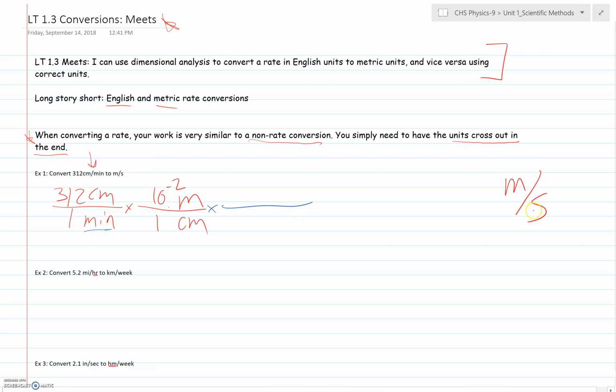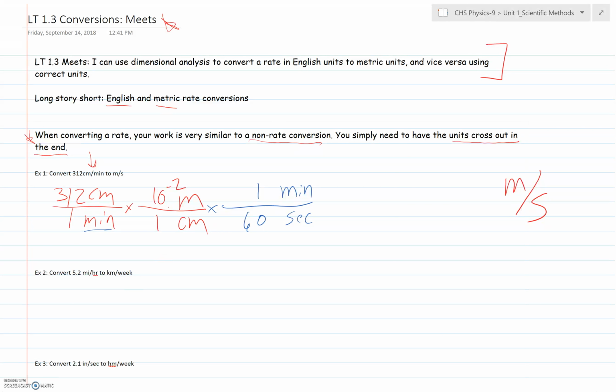I don't want minutes in the end, I want seconds in the end. If I want to get rid of minutes, the minutes need to be on the top and the bottom. So I need to get out of minutes, so I'm going to put minutes on the top this time because now I have minutes both on the top and the bottom. In the end, they're going to cross out. I know a relationship between minutes and seconds, so I can put seconds down on the bottom here because I know that ratio is for every 1 minute, we have 60 seconds.